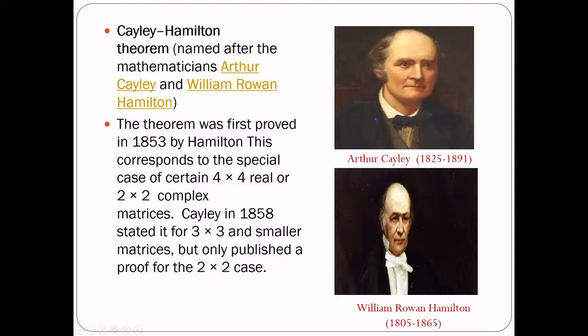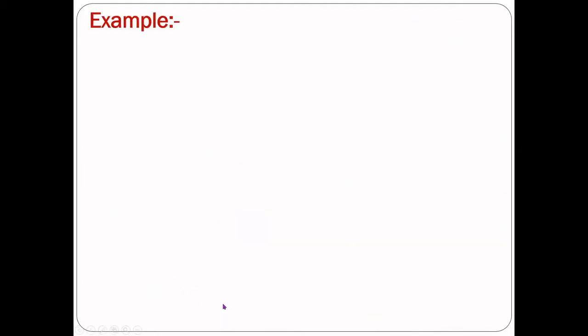These are the mathematicians Arthur Cayley and William Hamilton. This theorem was first proved in 1853 by Hamilton, and this corresponds to the special case of certain 4 cross 4 real or 2 cross 2 complex matrices. But Cayley in 1858 stated it for 3 cross 3 and smaller matrices, but he only published a proof for the 2 cross 2 case. So this is the history of the Cayley-Hamilton theorem. Now we'll see an example based on the Cayley-Hamilton theorem.